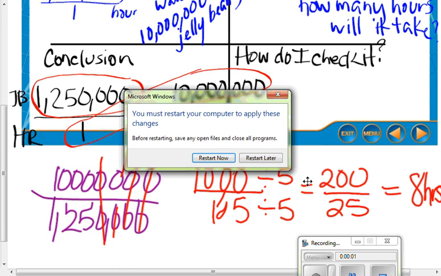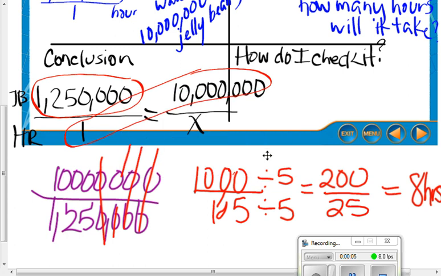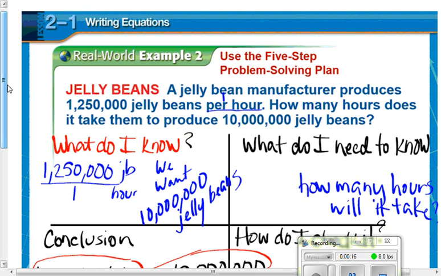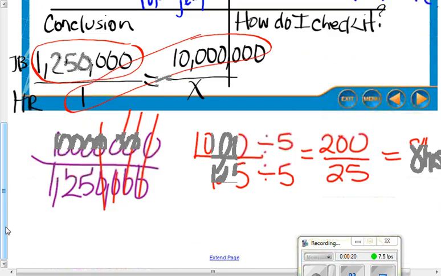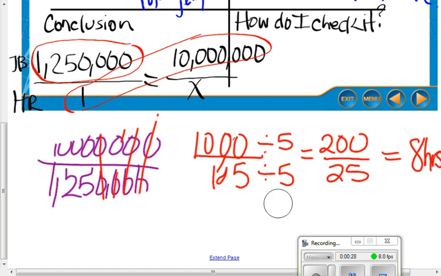All right, ladies and gentlemen, welcome back. We are on 2-1 writing equations, and this is part 2. So we're going to wrap up this problem here. We had the bell ring, and so this is problem example 2. And the last part that we have to do is just verify, how do we check this? So I'm going to go ahead and erase this really quick, and we're just going to check it.